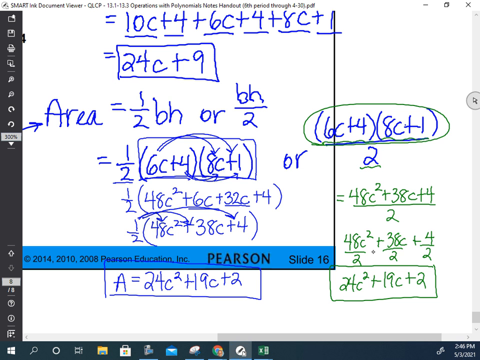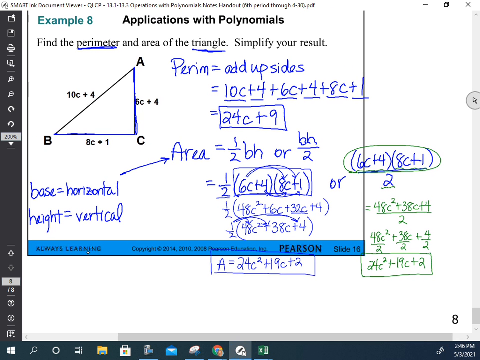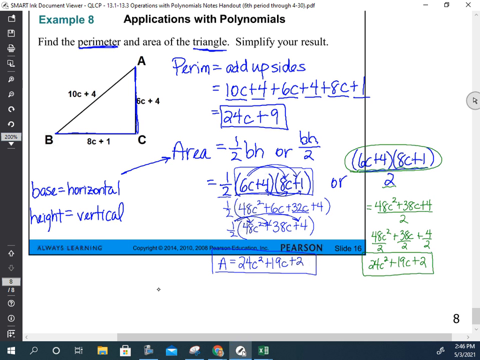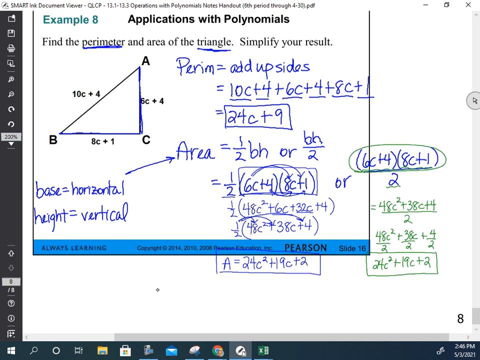So therefore, when you're working a problem in which you're finding the area of the triangle, which way you choose to set it up is completely up to you. It's just picking whichever one you're going to be comfortable with. But with that, that finishes up sections 13.1, 13.2, and 13.3. 13.1 was the basic introduction to a polynomial. 13.2 was adding and subtracting. 13.3 was multiplying and dividing.